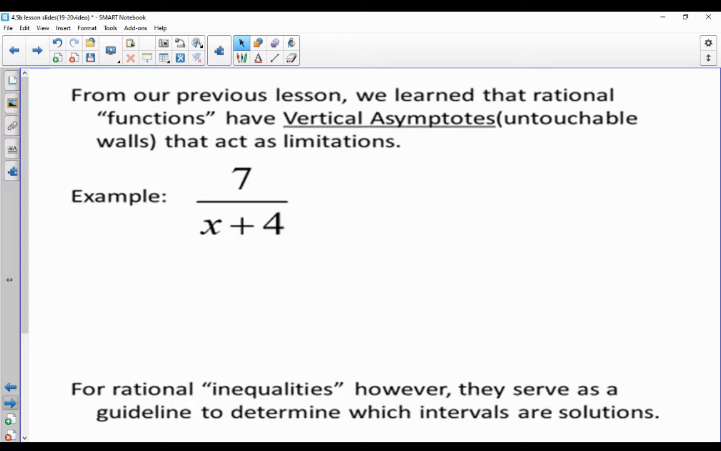So more specifically, what's going to be happening is you're going to be getting a type of function, and it's going to be set equal to 0.